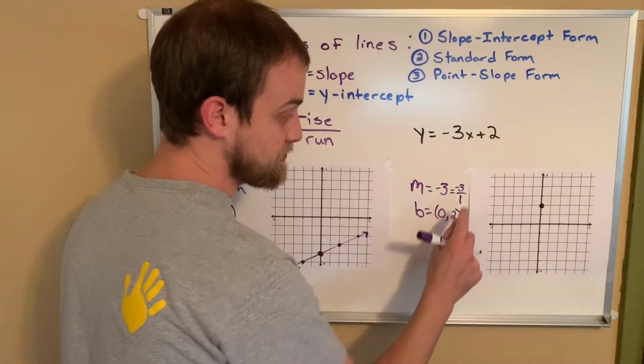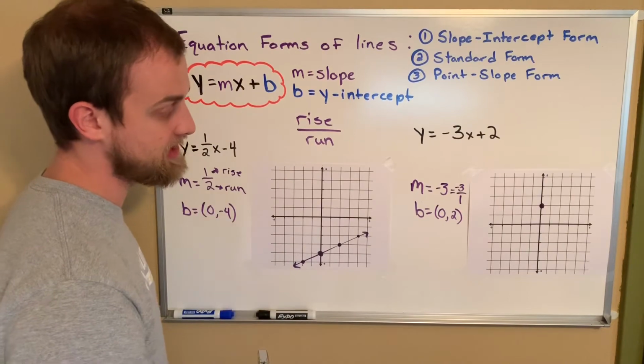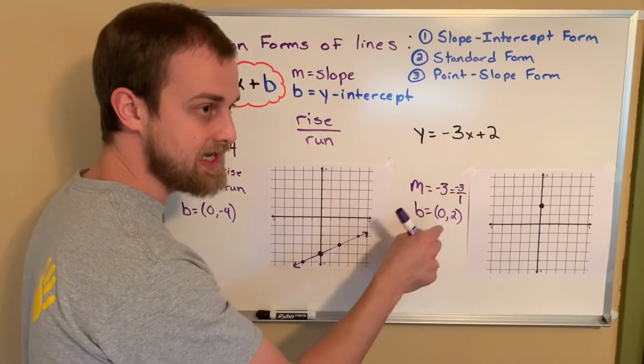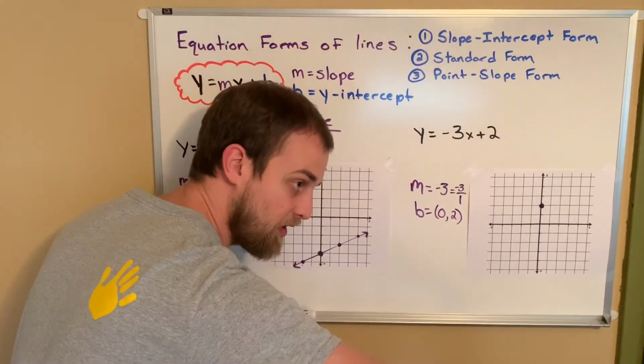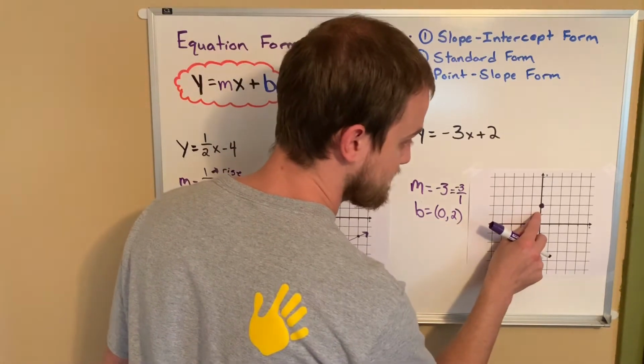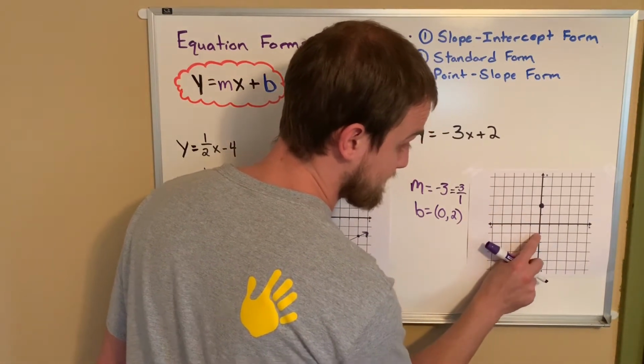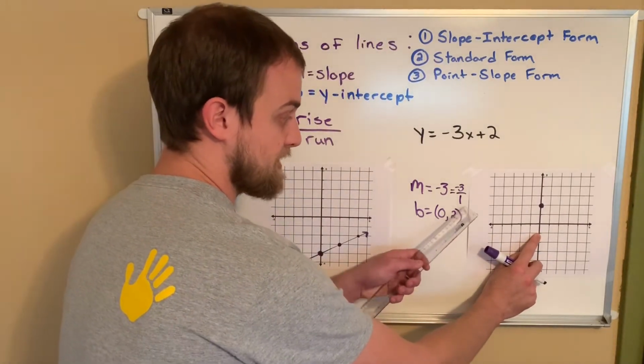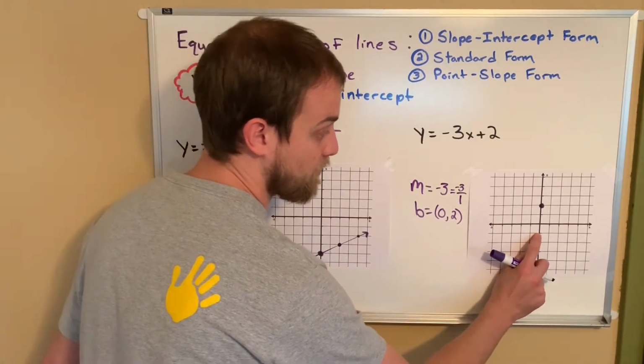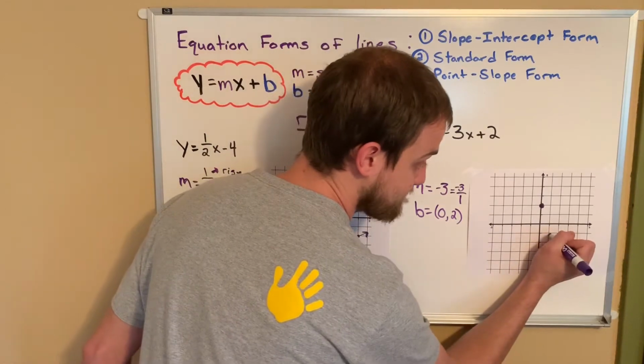And now I'm going to use my slope to find my other location. Well, I'm going to rise -3. So that means I go down 3 from my ordered pair that I already have graphed. 1, 2, 3. Notice my run is +1, so I will run 1 to the right.